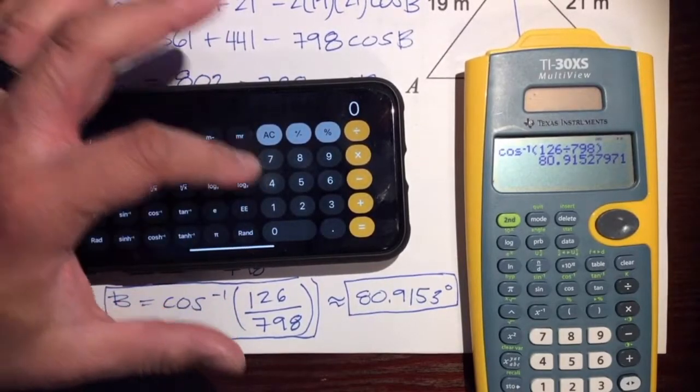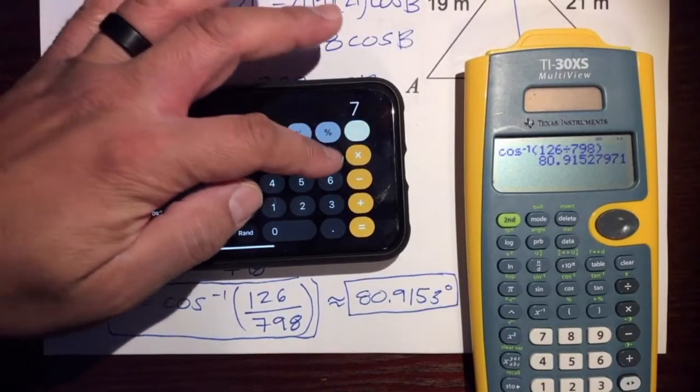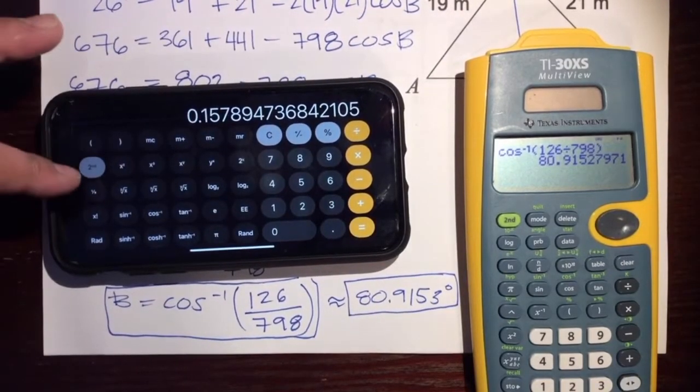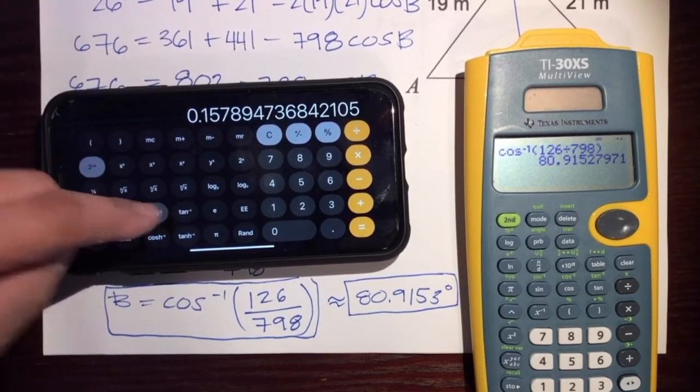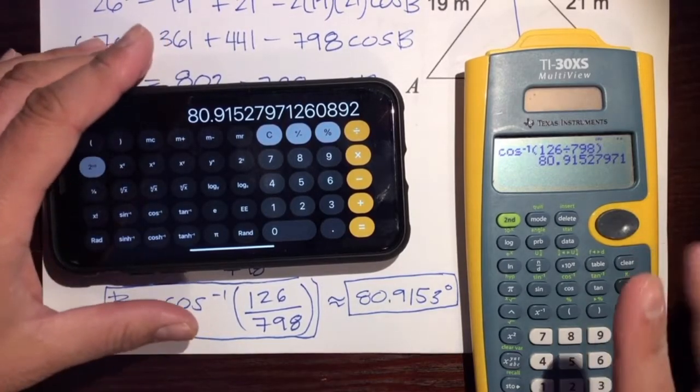So if you have this calculator, just type in 126 divided by 798, and then my calculator is already set to second, and then that inverse cosine, we have 80.9. Look at that. All right.